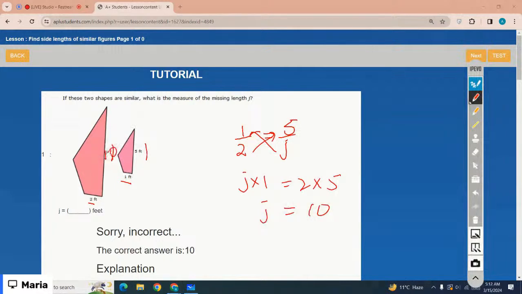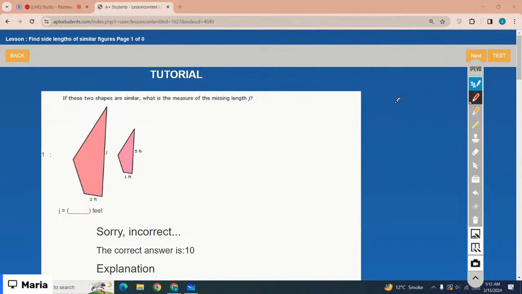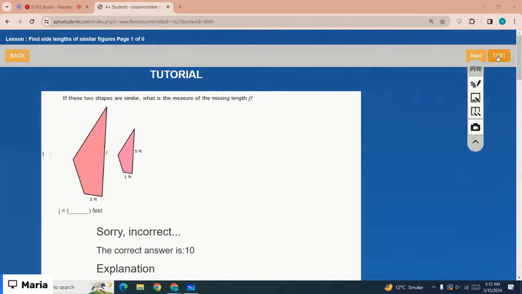No, 10 it is. J is 10. What is 2? Can you please repeat your question? J equals 10. Okay, let's just start with the test questions.